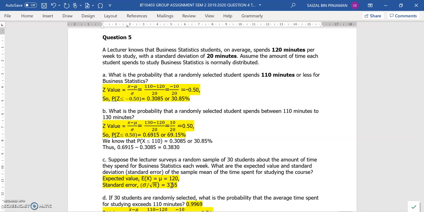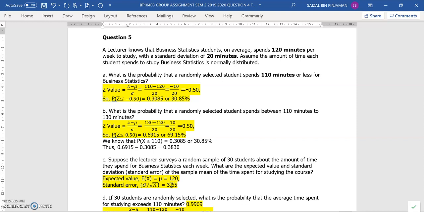So in a sampling distribution, our standard deviation is also referred to as the standard error. We call the standard deviation the standard error whenever we want to estimate the standard deviation of a sampling distribution that is normally distributed.